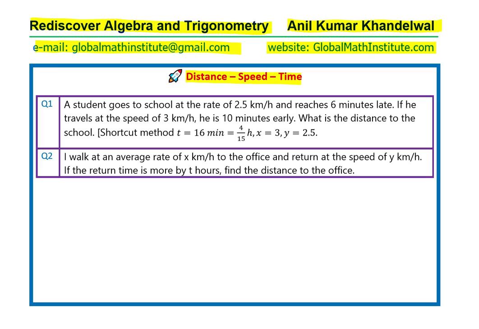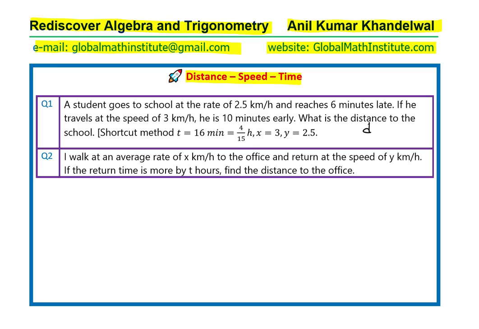So let's try to understand question number 1 first. A student goes to school at a rate of 2.5 kilometers per hour and reaches 6 minutes late, more time. If he travels at the speed of 3 kilometers per hour, he is 10 minutes early. What is the distance of the school? So let the distance be d.